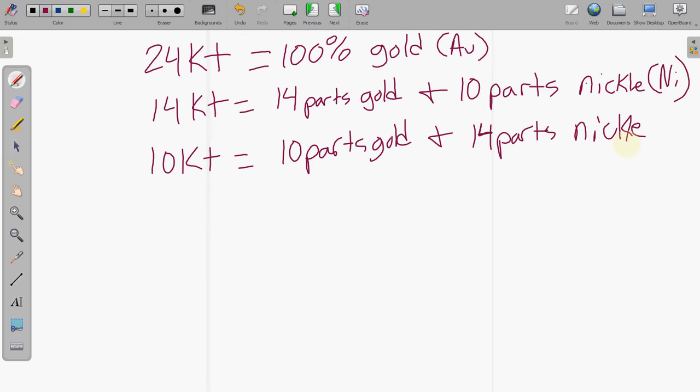So there you go. Stainless steel is an alloy of iron and chromium.